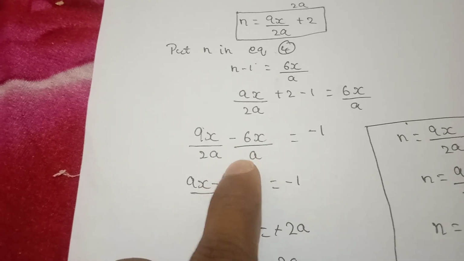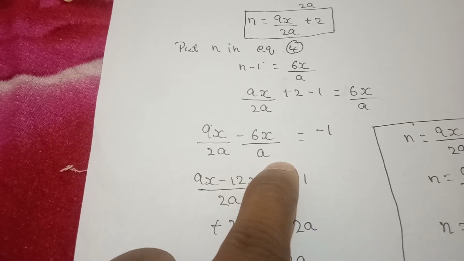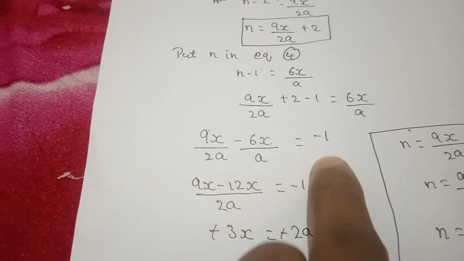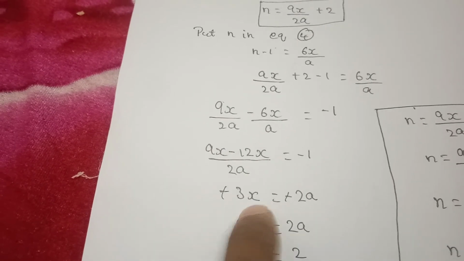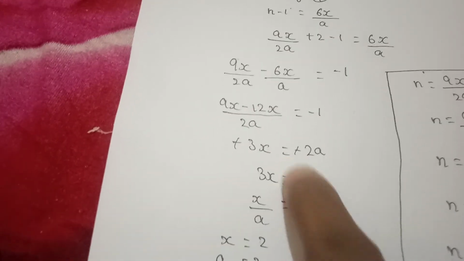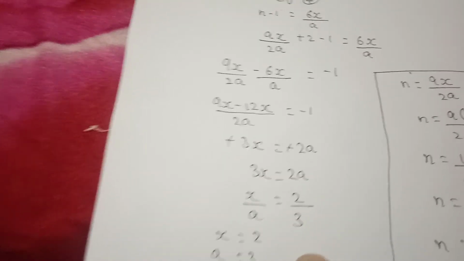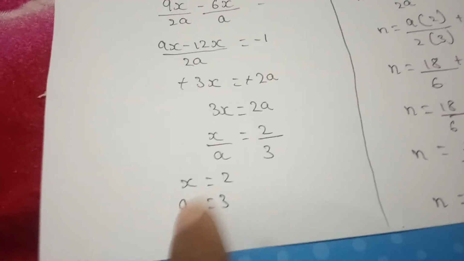Then 9x by 2a minus 6x by a will be equal to minus 1. After taking the LCM and solving it, we will get 3x equals 2a. Then x by a is equal to 2 by 3. So now we'll get x equals 2 and a equals 3.